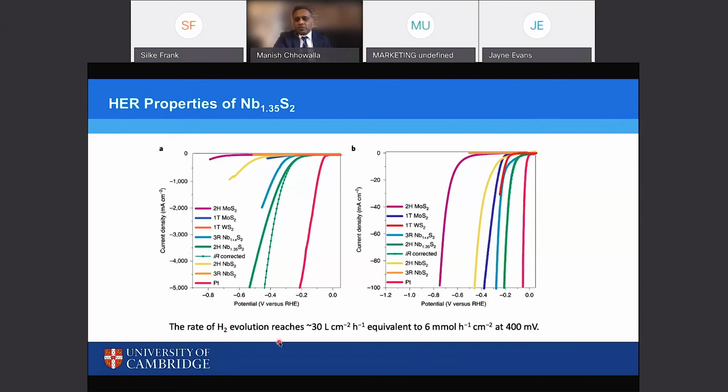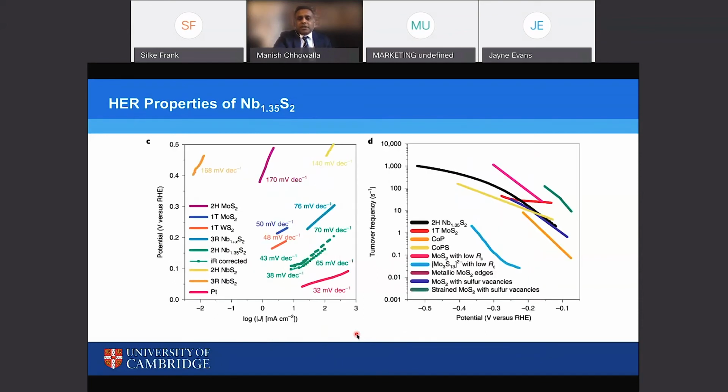And the rate of hydrogen evolution reaches 300 liters per centimeter squared per hour in these catalysts. We can also examine the reaction kinetics by looking at the Tafel slope, and we can see that we achieve a Tafel slope around 40 millivolt per decade at low current density and low potentials. It increases slightly at higher current density and higher overpotential. And the reason for this is the diffusion kinetics of the electrolyte have not been optimized yet. And the turnover frequency values, that is how active an active site turns over the reaction, is also quite good relative to other types of catalytic materials in the literature.